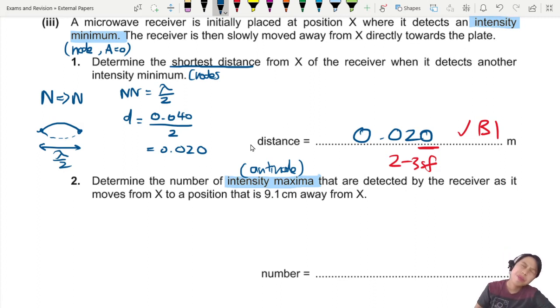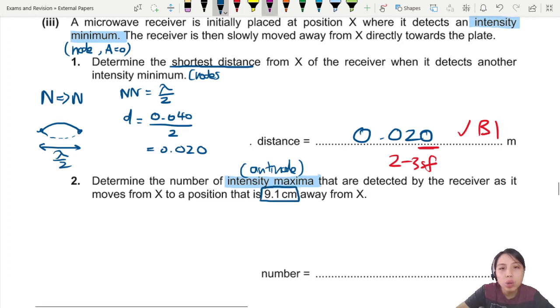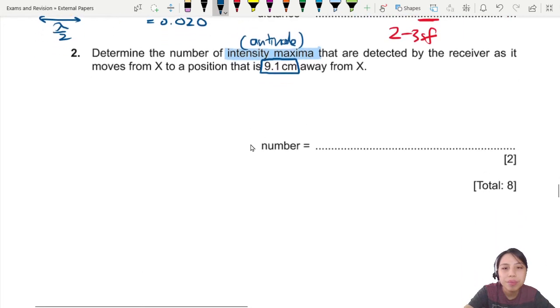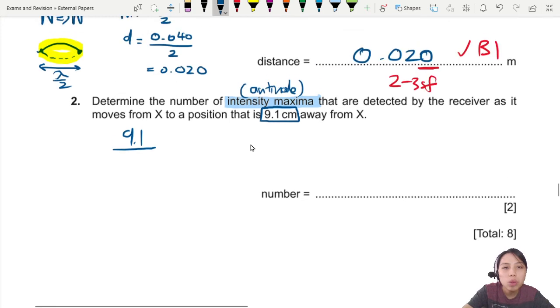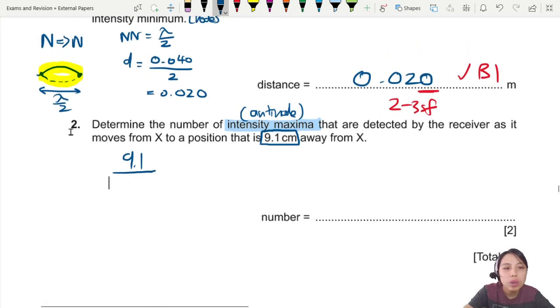Wow, how to know? Here's a shortcut. We want to find in total 9.1 cm. How many loops can fit inside 9.1? I don't know. We can try a little trial and error here. So maybe we can do this. 9.1 divided by 1 loop is how much? 1 loop is lambda over 2, which is 0.02.